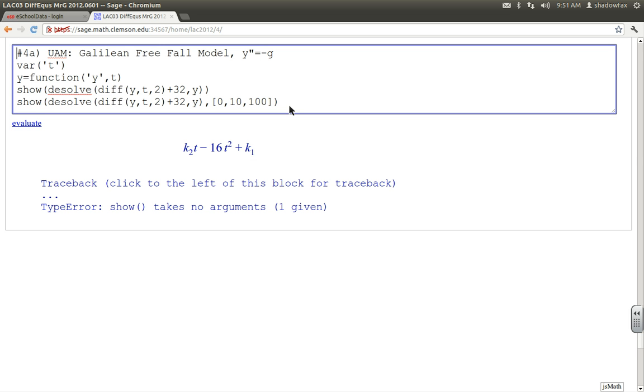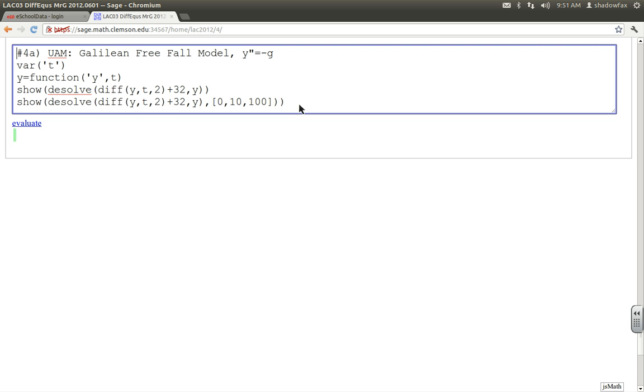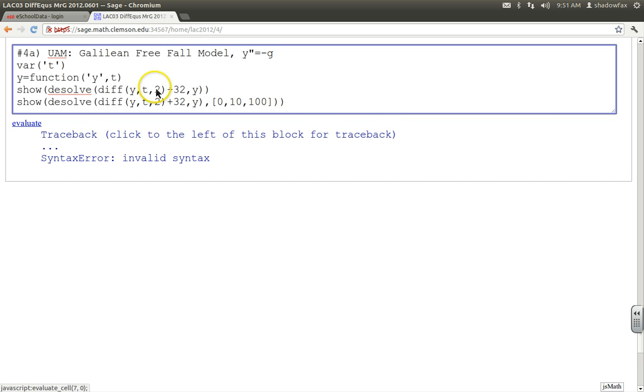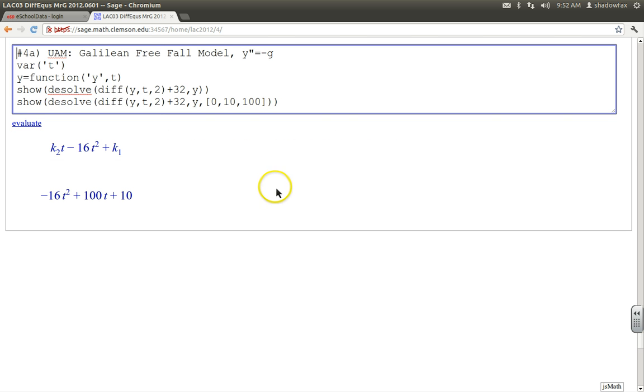I lost a parenthesis. No, what'd I do? No, I'm not solving it. I'm dE solving the same thing with initial conditions. Oh, I put the initial conditions in the wrong place. Whoops, this goes inside the other parentheses right here, right by the y, sorry. Whoops. Ding. There you go.